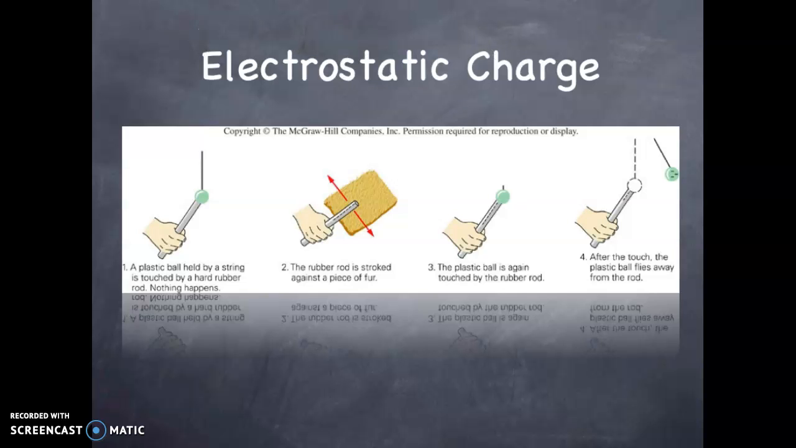Now, consider the following experiment. A plastic ball held by a string is touched with a hard rubber rod, and this rod has been stroked with fur, as shown in number 2 here. Now if you touch that rod to a plastic ball, suddenly you get a repulsion between the two, as shown in number 4. What's going on?